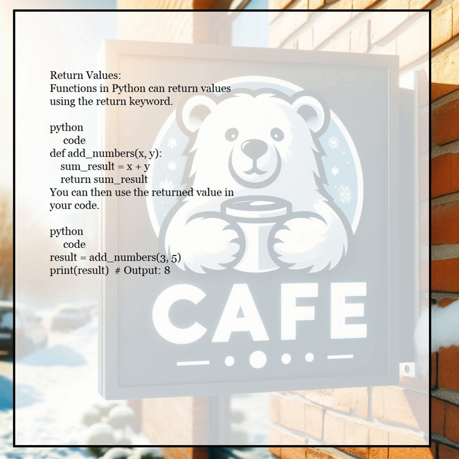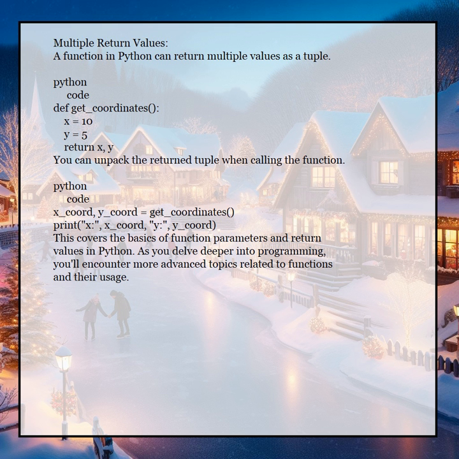Python code: result = add_numbers(3, 5). print(result) # output: 8. Multiple return values. A function in Python can return multiple values as a tuple.